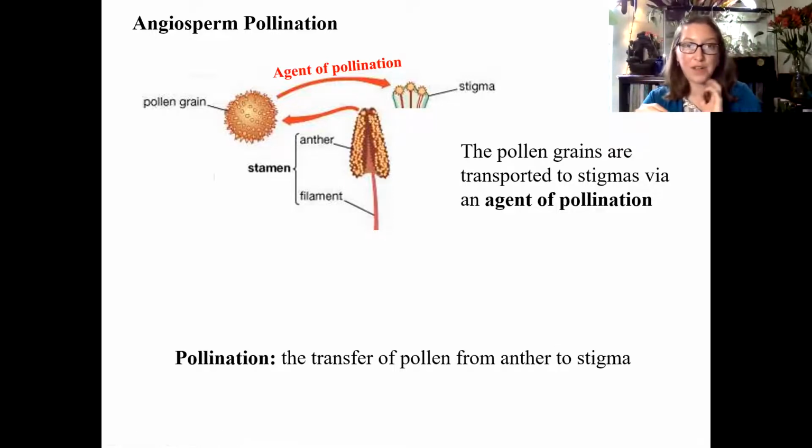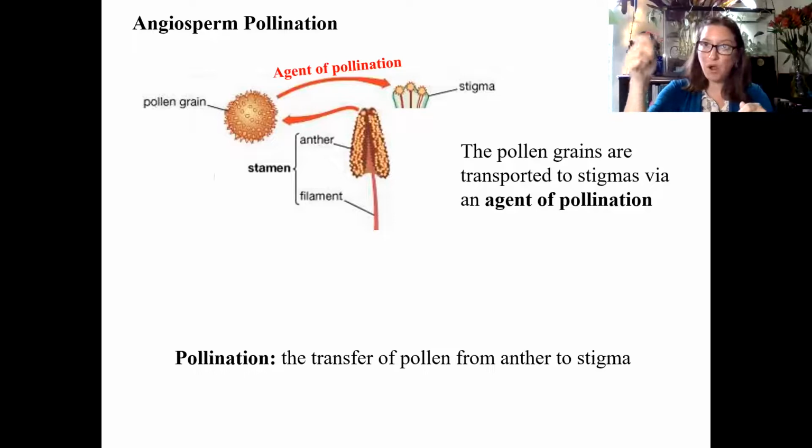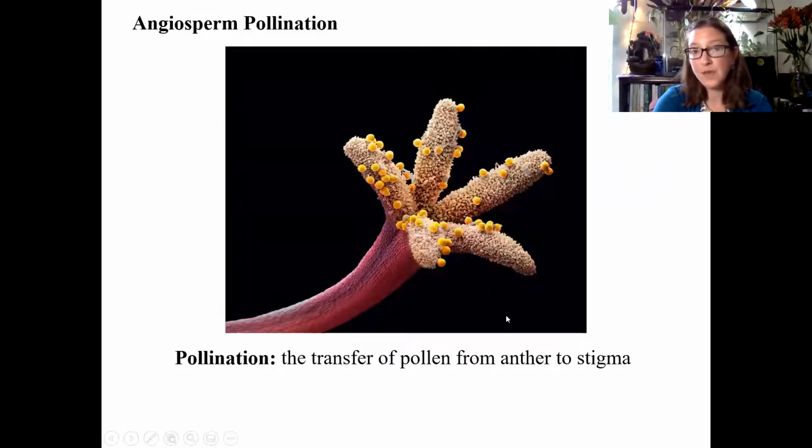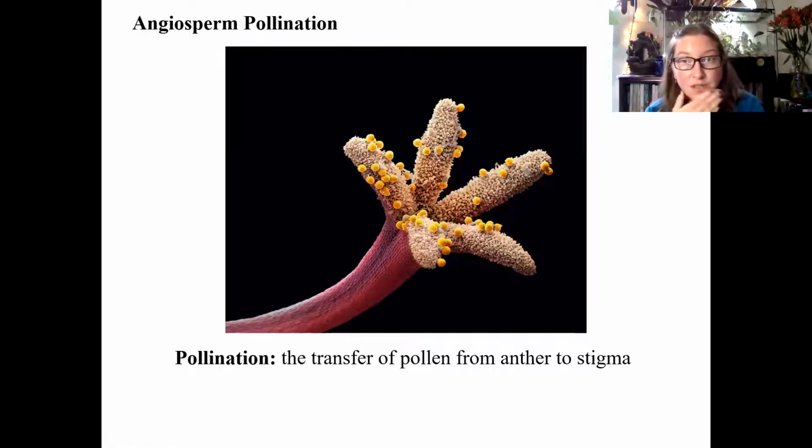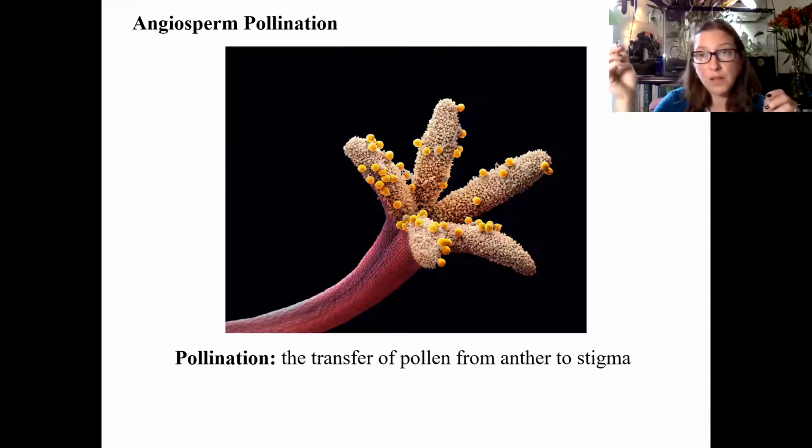And with that agent of pollination, and we're going to talk about different examples of agents of pollination in a second, once the pollen gets brought from the anther to a stigma, that's pollination. Transfer of pollen from the anther to the stigma. And here's what it might look like. This is a scanning electron microscope image showing the top of a stigma, and all of those little yellow balls are pollen. So those pollen grains have been transferred to the top of that stigma. Pollination has occurred.